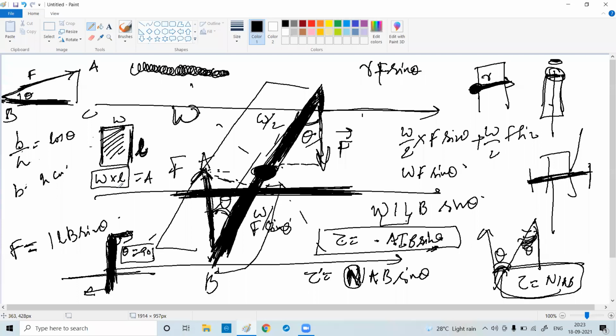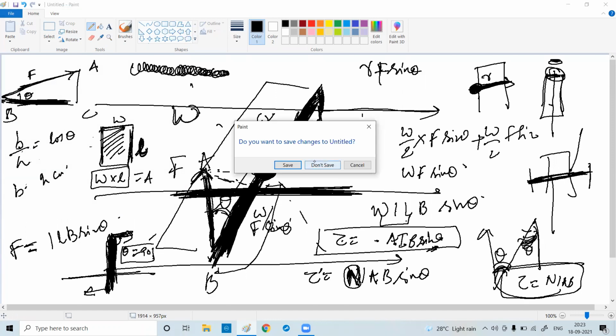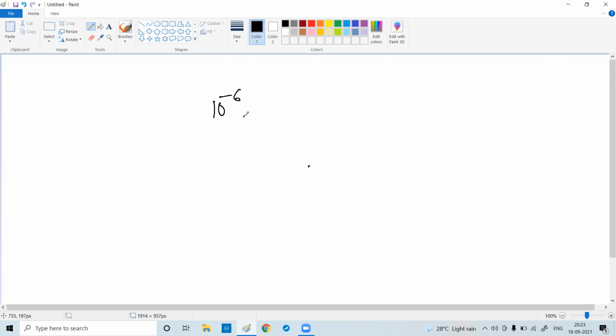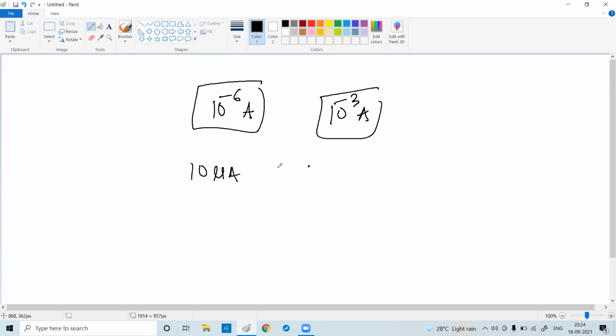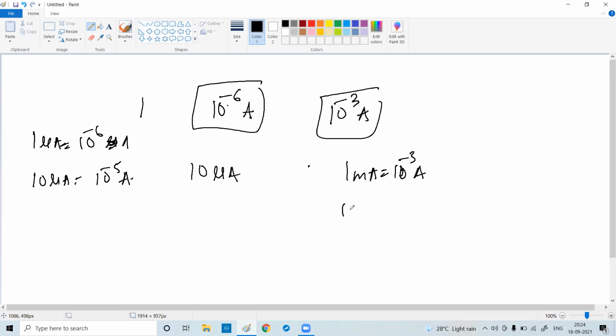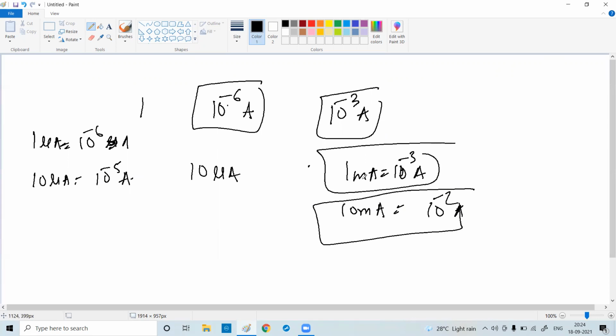Small values of current. What are small values of current? Current in the order of microamperes or milliamperes. What is a microampere? 10 to the power -6. What is a milliampere? 10 to the power -3. So 1 microampere is 10 to the power -6 ampere. 1 milliampere is 10 to the power -3 ampere. So if I say 10 milliampere, it is 10 to the power -2 ampere. Clear?